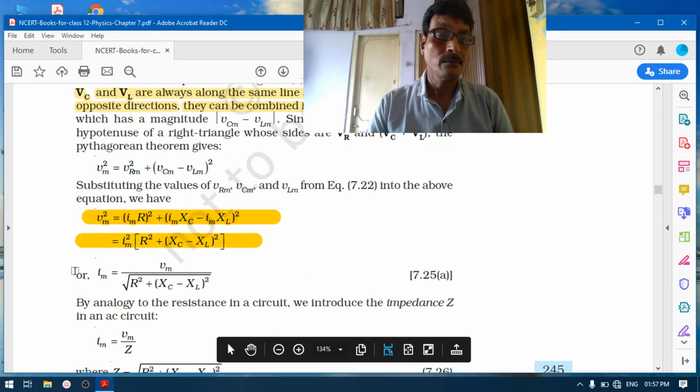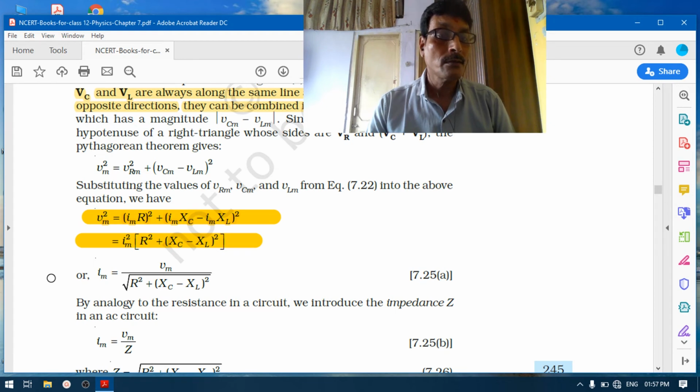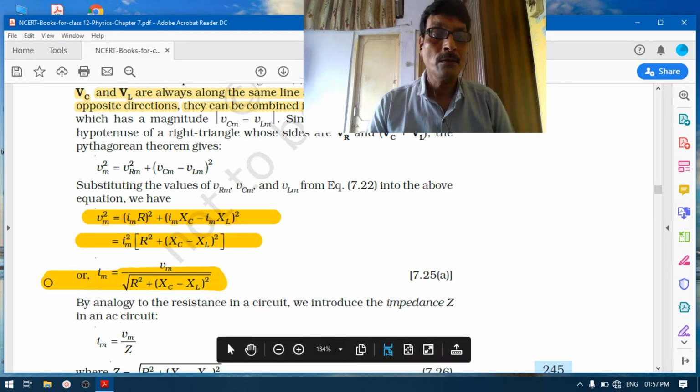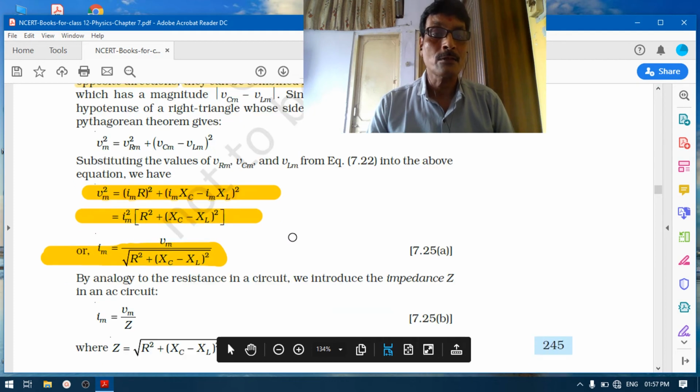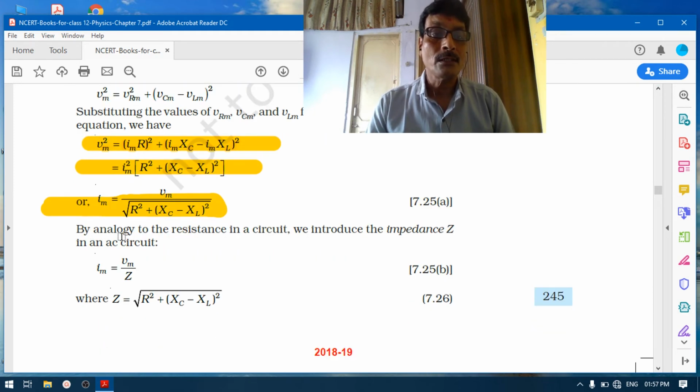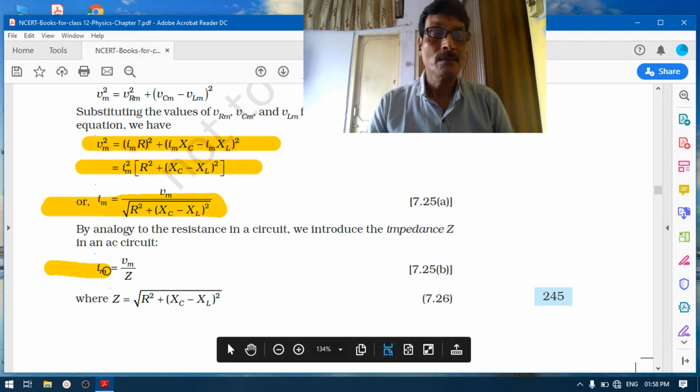And from this we get Im equal to what? Im equals Vm upon under root R square plus Xc minus XL whole square. And by analogy to the resistance in a circuit, we introduce the impedance Z. So this is denoted by impedance Z. Now we can write Im equals Vm upon Z. And we know that Z equals under root R square plus in bracket Xc minus XL whole square.